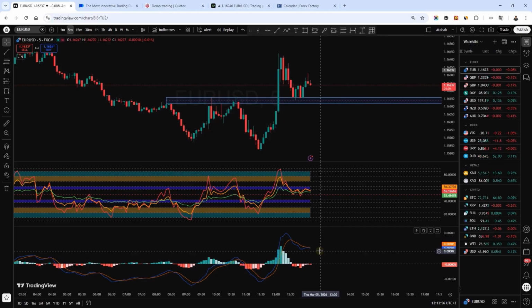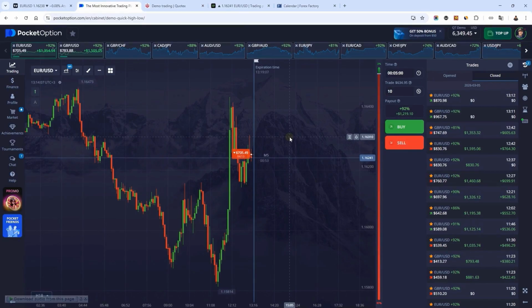It has since bounced back up just a little bit now and created a shooting star. So I can enter a sell trade as we saw on both symbols. I've taken sell positions on GBP USD and EUR USD.